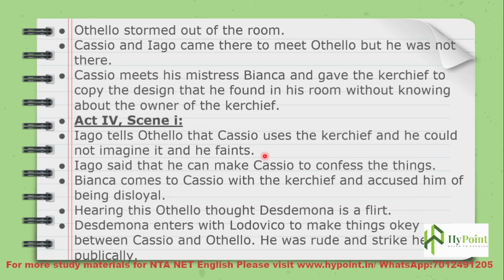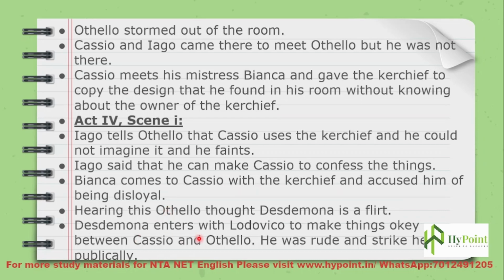And Bianca comes to Cassio with the kerchief and accuses him of being disloyal. Seeing this, Bianca suspected that Cassio was being disloyal to her. Hearing this, Othello thought Desdemona is a flirt. Bianca's talking to Cassio was also heard by Othello, and Othello thought that Desdemona is cuckolding him and she is just a flirt, nothing more.